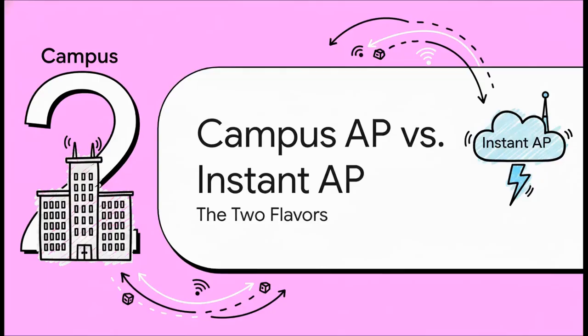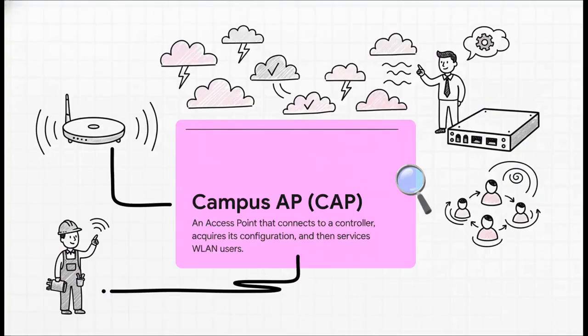Okay, moving on to Section 2. Now we get to the fun part. We're going to talk about the two main flavors of Aruba Wireless, campus APs versus instant APs. And trust me, getting your head around this difference is, well, it's the key to understanding pretty much everything else in the Aruba world. So first up, we've got the classic, the traditional model, the campus AP, or CAP for short. The best way to think about a CAP is like an employee who needs a boss. It can't do anything on its own. It has to connect to a physical hardware controller, get all its marching orders, its configuration, and then it can go do its job and serve wireless users.